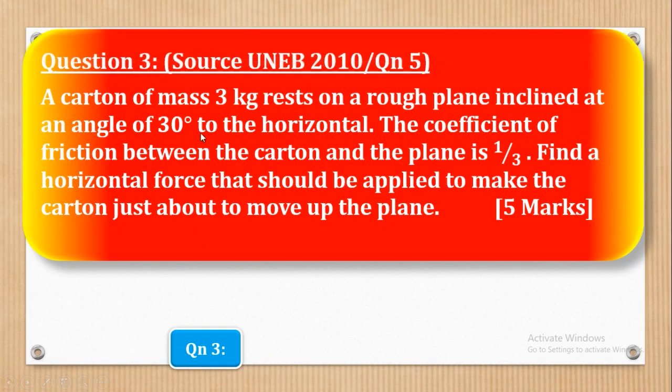Now we shall go to question 3, which came from UNEB 2010 paper 2 question 5, and it says: a carton of mass 3 kilograms rests on a rough plane inclined at an angle of 30 degrees to the horizontal. The coefficient of friction between the carton and the plane is 1/3. Find the horizontal force that should be applied to make the carton just about to move up the plane. Note the words just about to move up the plane.